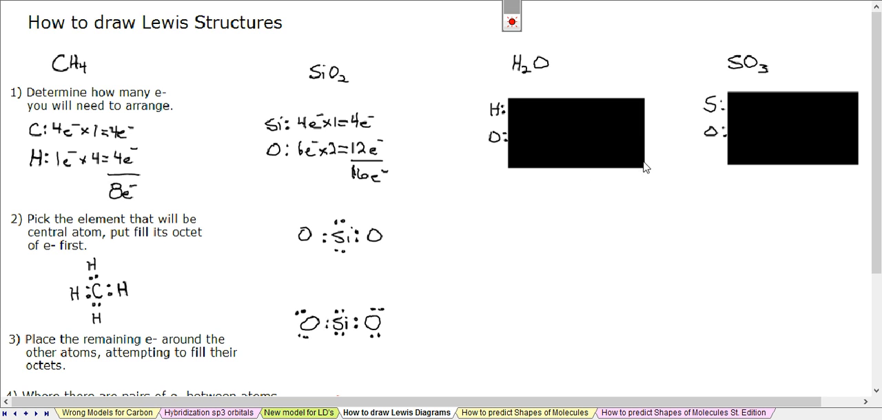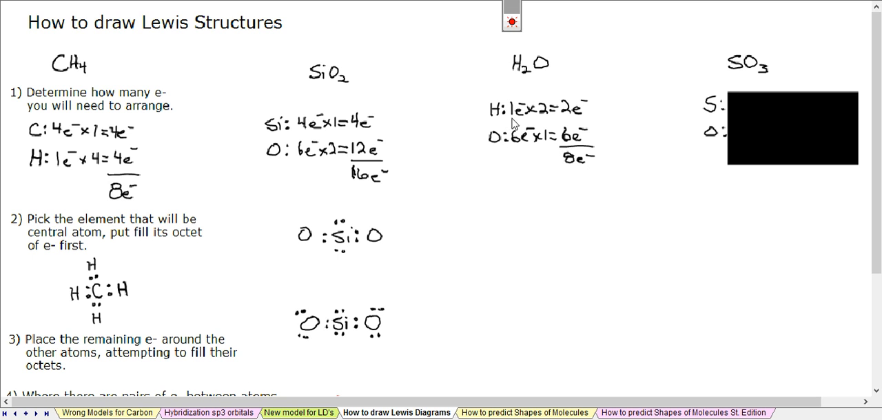Okay, so you've paused it. Let's take a look and see how you did here. So hydrogen in water, there's 1 electron, but we've got 2 hydrogen atoms, so it gives up 2 electrons. Oxygen's got 6 electrons, so a total of 6 from it, which gives us a total of 8.